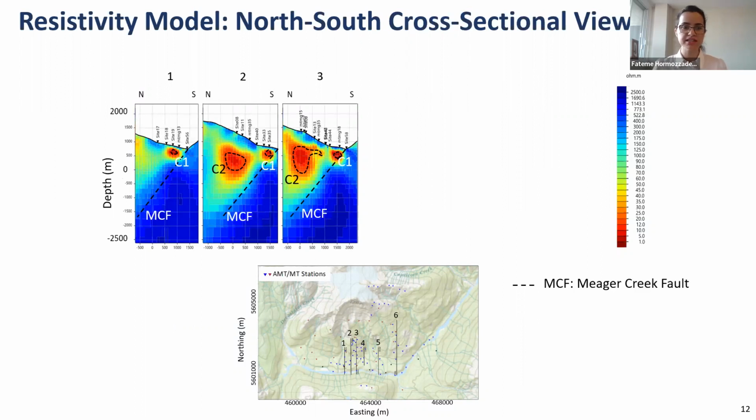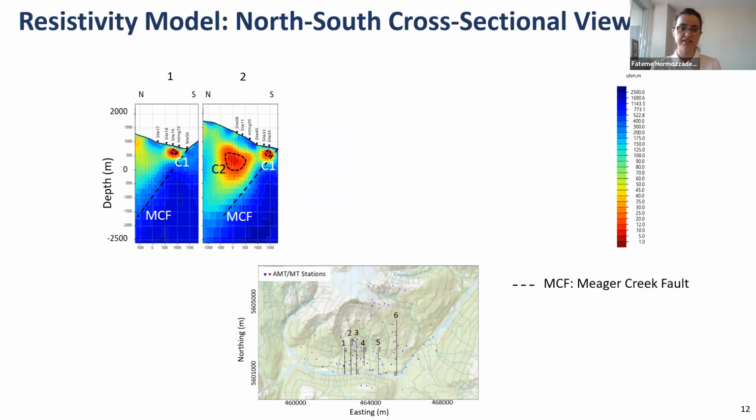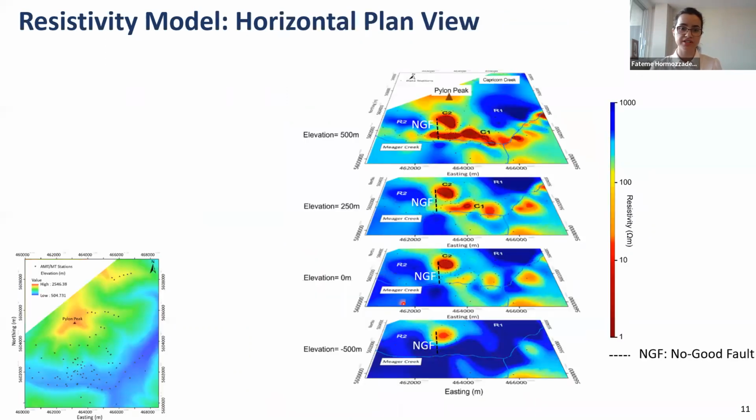We have also tested many inversions using faults as tear surfaces in the model using RLM 3D. Those models confirmed the results that we got from the unconstrained inversion that I showed in this presentation. So the No Good Fault and Meager Creek Fault were confirmed to be related to the conductive features from the AMT modeling. But the other two faults didn't show a relationship to the conductive features.